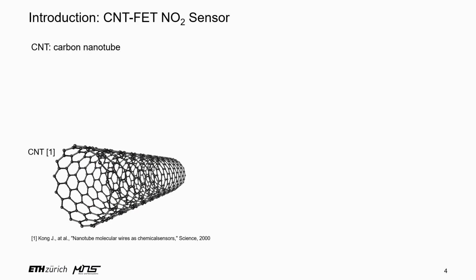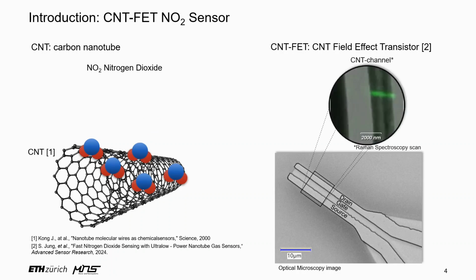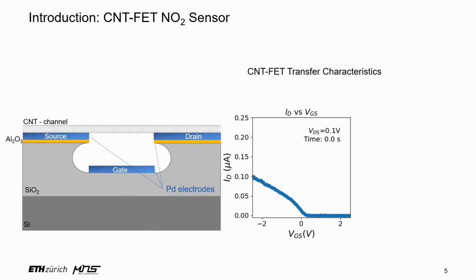A carbon nanotube is a tube-shaped nanomaterial, and its surface is made of a single layer of carbon atoms. When nitrogen dioxide adsorbs on its surface, it changes its electrical properties. We use this in a transistor, where the carbon nanotube is the channel of the transistor and is suspended between source and drain electrodes. This device has already proved to be low power and to have a low detection limit. Now you can see the cross-section of our transistor, where the gate is beneath the carbon nanotube channel.